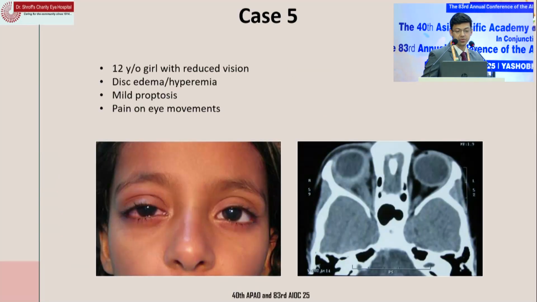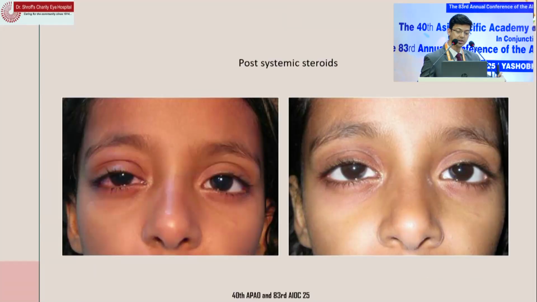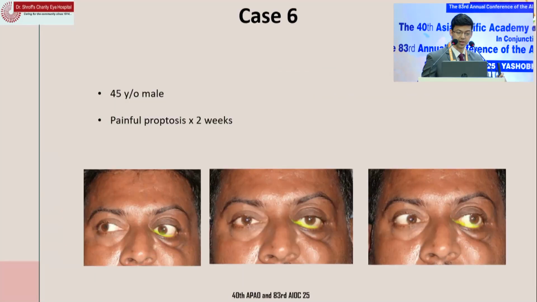Another case of a child who presented with reduced vision, and on the fundus examination there was disc edema. On the external photo you can see there is congestion, ptosis and a mild proptosis also. The eye movements were very painful. Imaging revealed some sort of thickening near the sclera which can be seen there and along the optic nerve. This patient again received systemic steroids and improved with systemic steroids. So a probable diagnosis of apical neuritis was made.